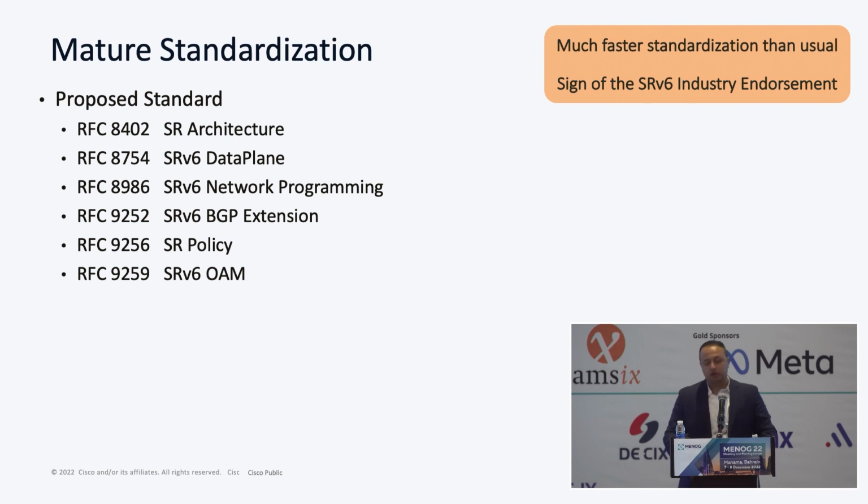More recently, more RFCs moved from draft to standard proposal RFCs, such as SRv6 network programming, the SRv6 BGP extension that gets rid of the MPLS or VPN label altogether and uses IPv6 as identification or function, and the SR policy architecture to standardize the syntax and semantics of the segment routing policy, and OAM as well. If you are monitoring how fast the standardization is going for SRv6, you will notice that it is going much faster than the norm at the IETF, which is a big and good sign for the endorsement of SRv6 in the industry.